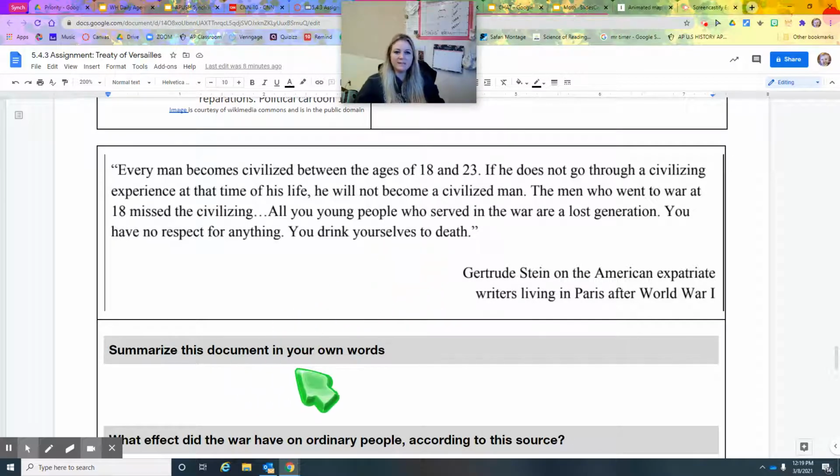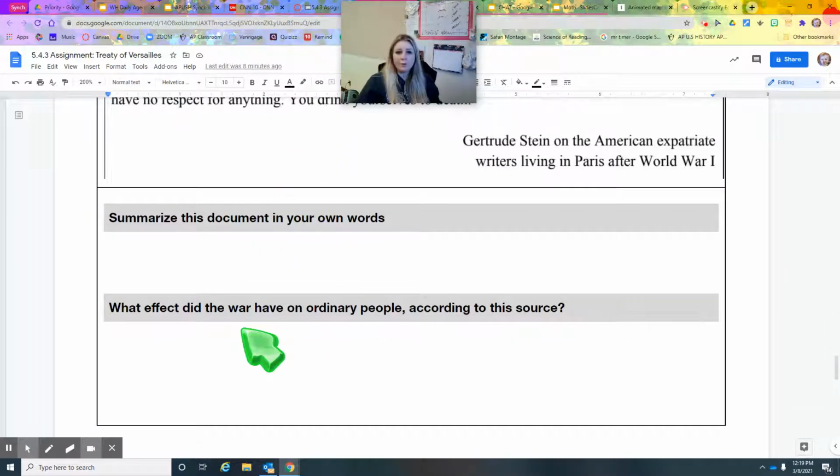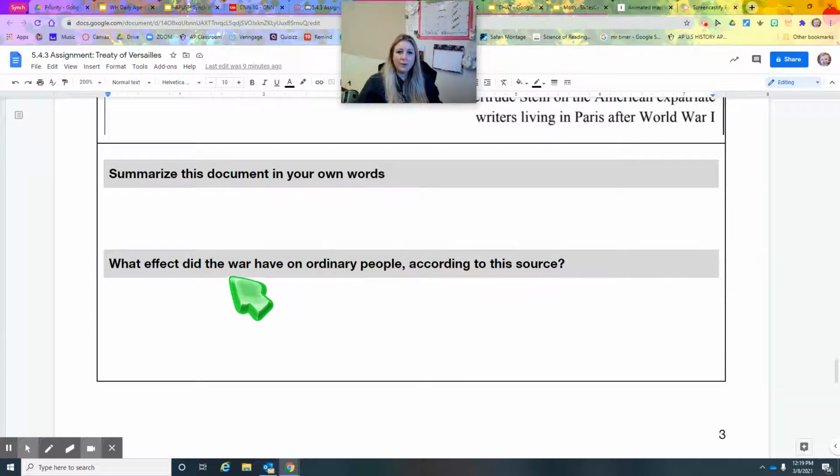Now, summarize this document in your own words. What is it saying? And what effect did the war have on ordinary people, according to this source? Go ahead and pause here, answer those questions, and when you're ready, move forward.